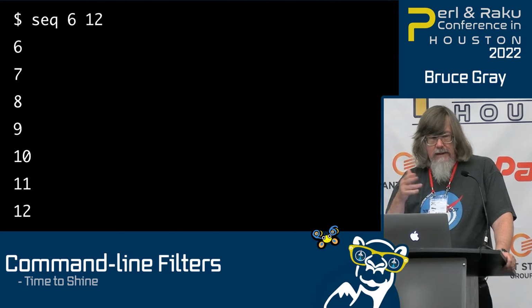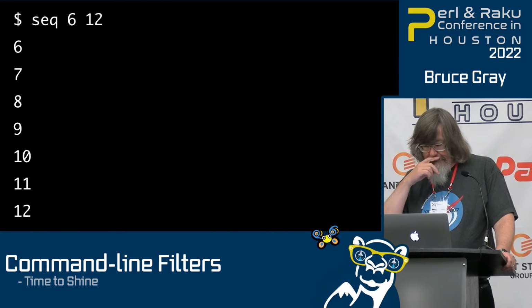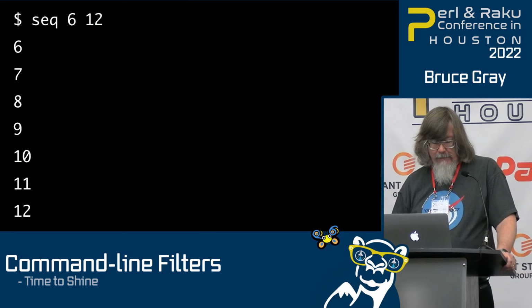SEQ is just a little utility that lists a sequence from the low that you specify to the high. It doesn't read from any files. It just writes to standard output, which is your terminal screen. It's simple, so I'm going to use it as a starting point for a lot of my examples.